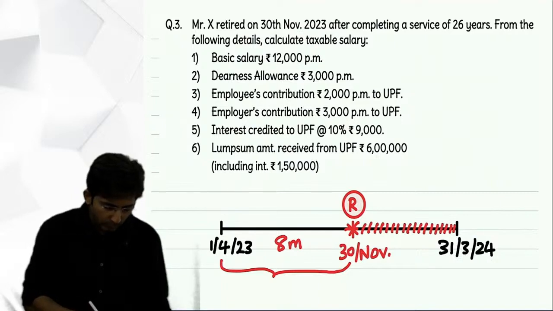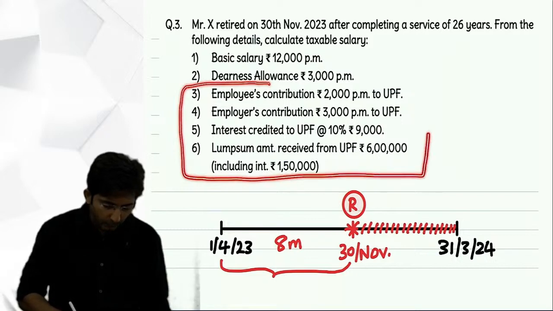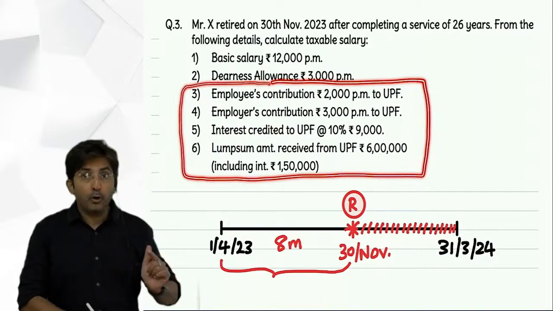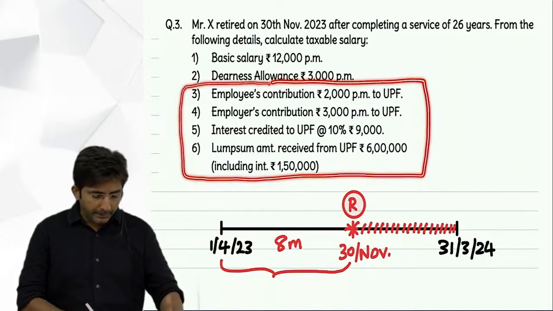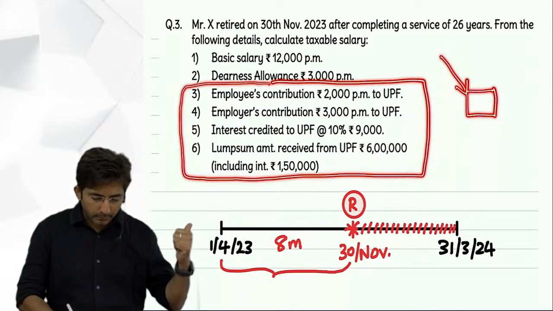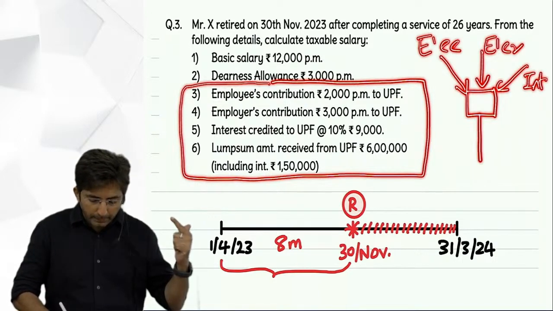Now look at this. Tell me the effect of all these 4 points together. Actually these 4 points you should be able to visualize in the form of a drawing. Tell me in my drawing how these 4 points will appear. Our drawing was like this: employee contribution, then employer contribution, then interest. So three arrows on the top, then one arrow at the bottom, and that is the lump sum amount.